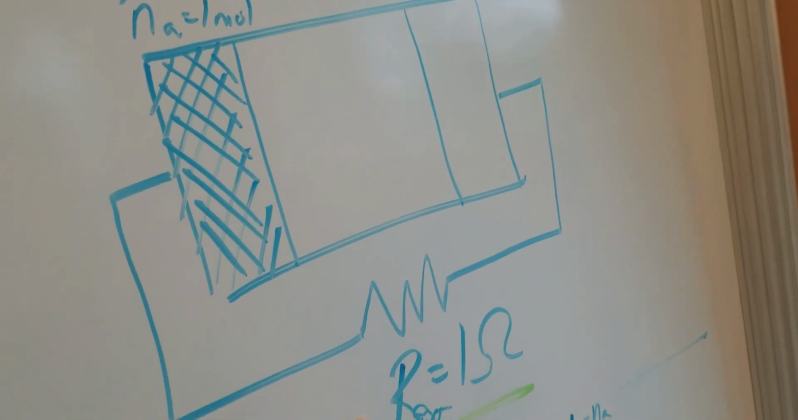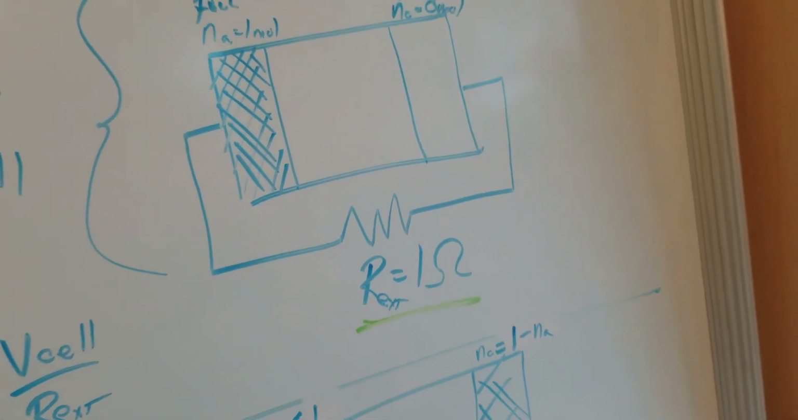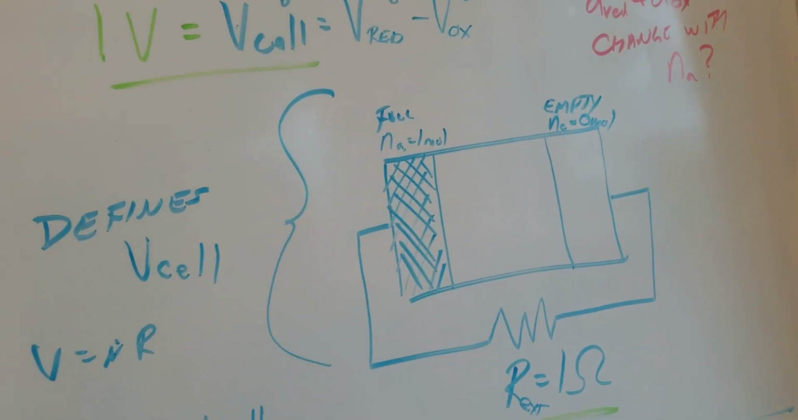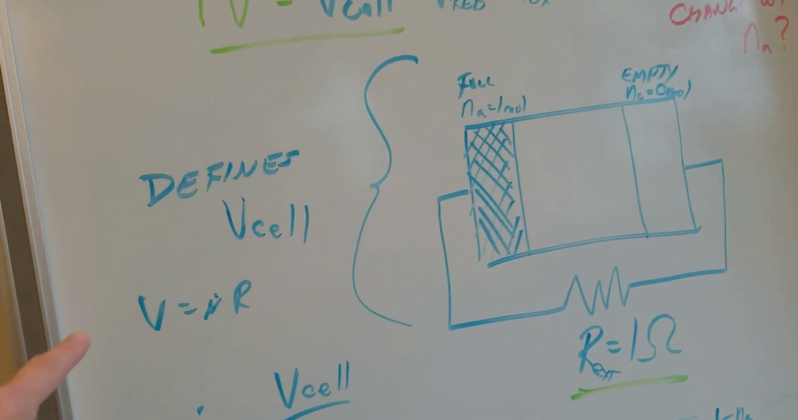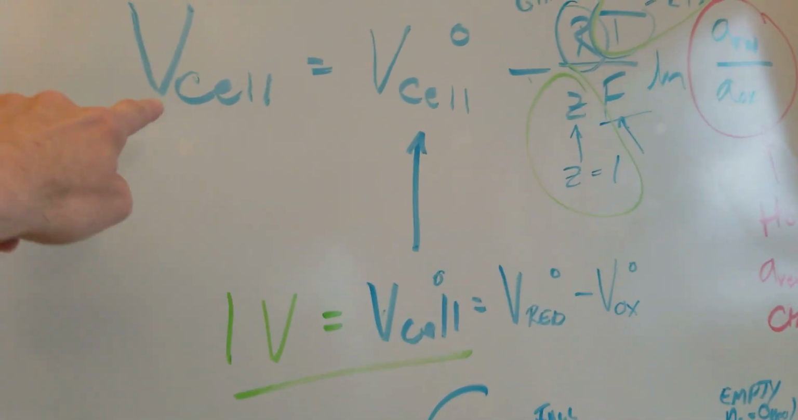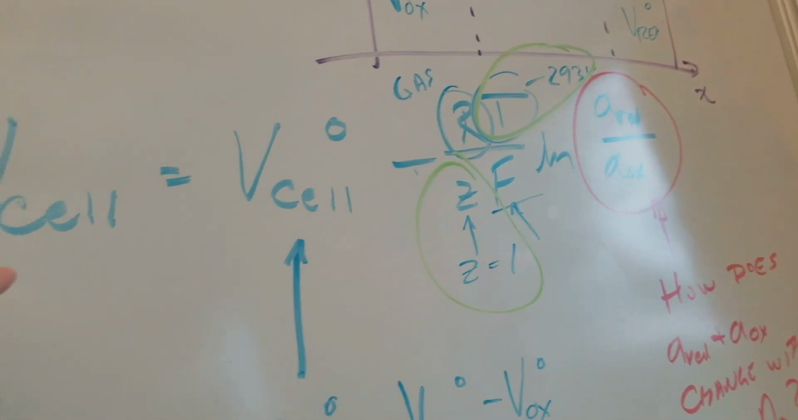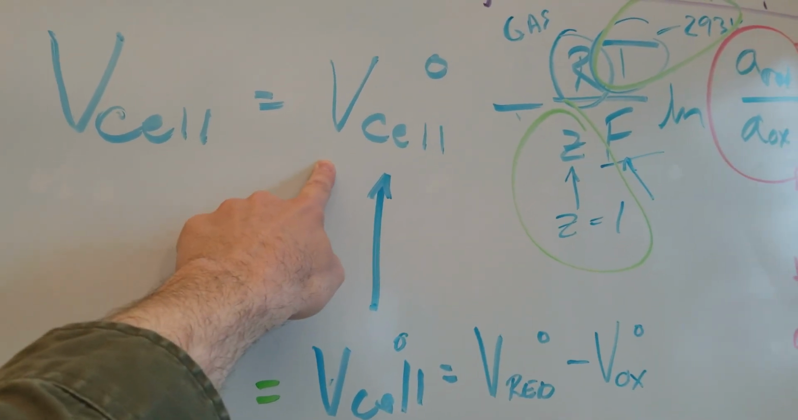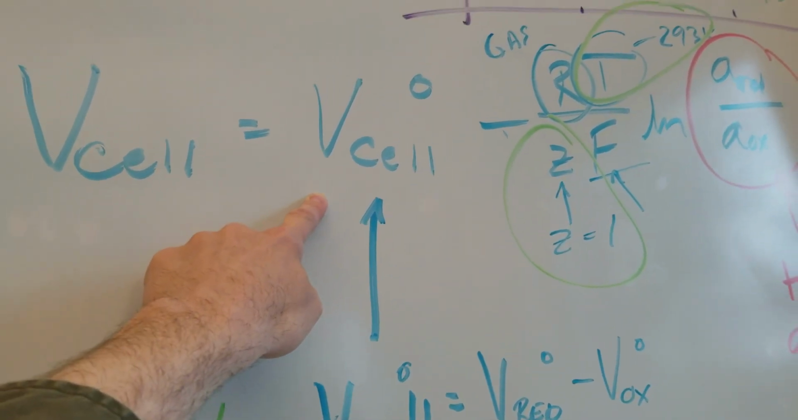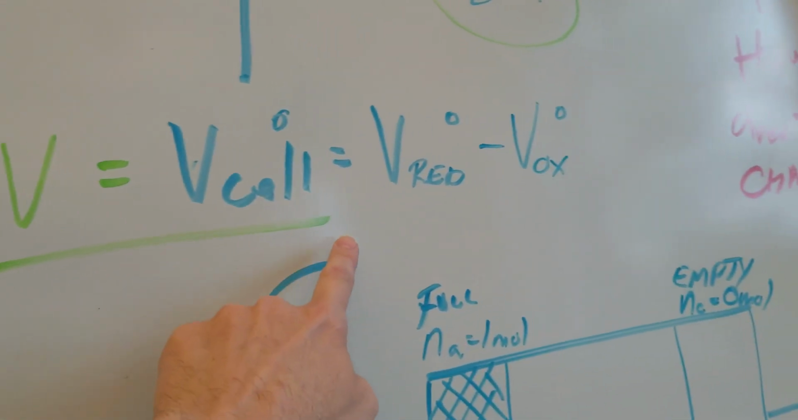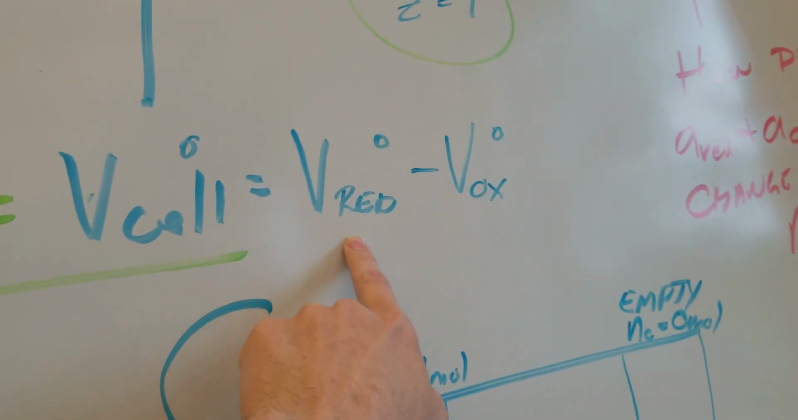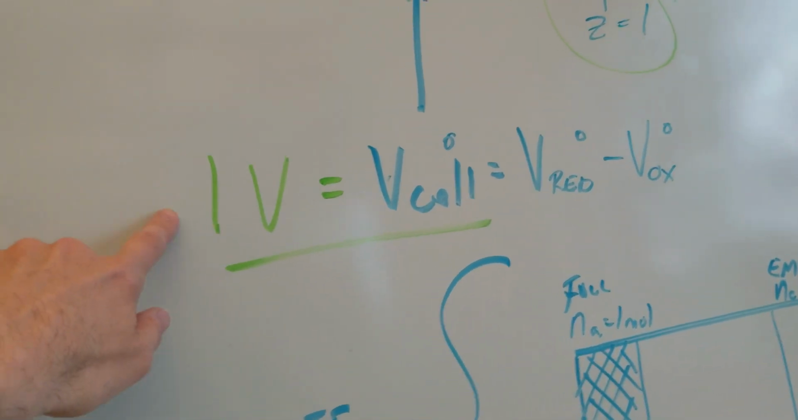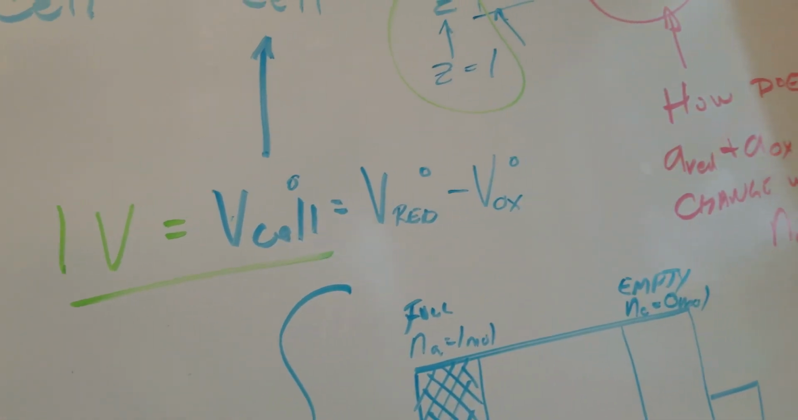If we have the external potential, what is the definition of the cell? Well, the definition of the cell comes from the Nernst equation. So if we know what the cell potential is, that's the standard cell potential, which comes from the difference between the reduction and oxidation potentials. And let's say it's around 1 volt, just for the sake of picking something.